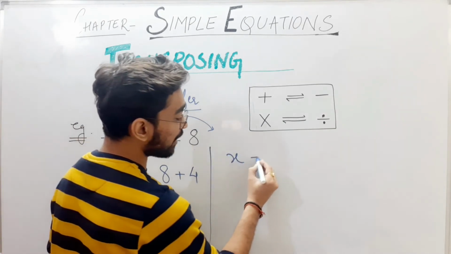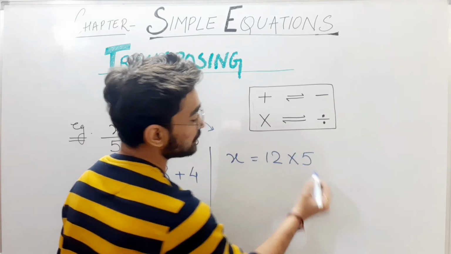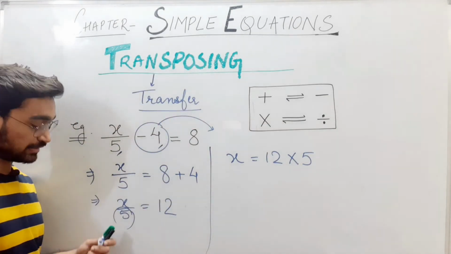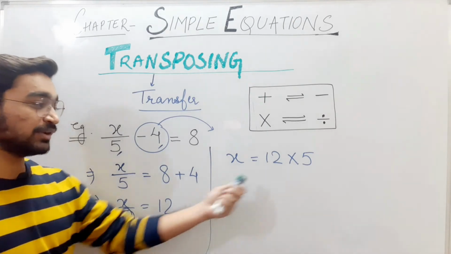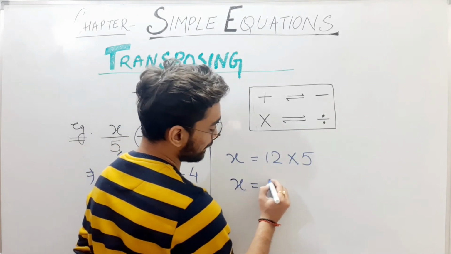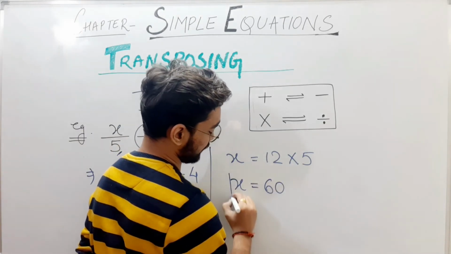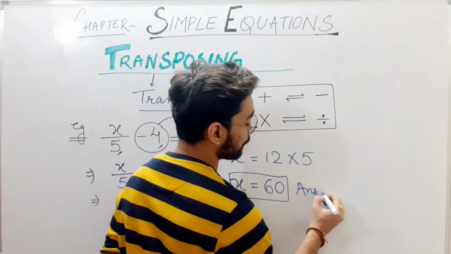This 5 will come this side in multiplication with 12. This is jumping from this side to this side in multiplication. So it will be 12 into 5. What is 12 fives? 60. Yes. So this will be the answer of this equation.